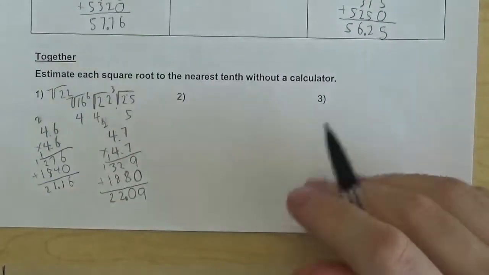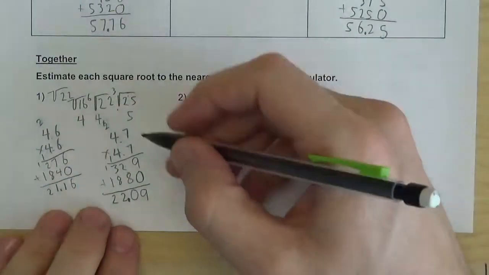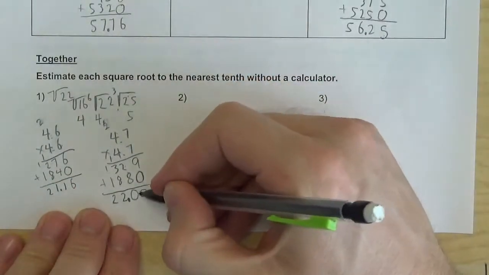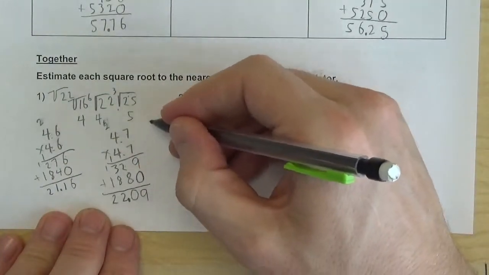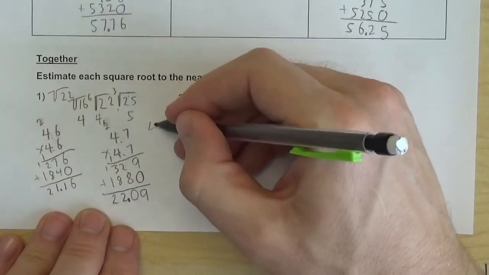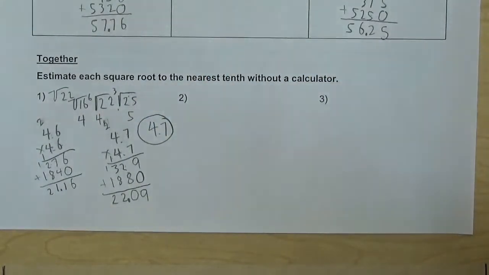If we had done 4.7 in the first place, we probably could have just stopped there because that's a really good estimate. So the square root, remember, this is not our answer. We're just checking to see how close we are to 22. The actual answer is the better estimate, which was 4.7. All right? Let's just do one more here, and then we'll do some more in class.